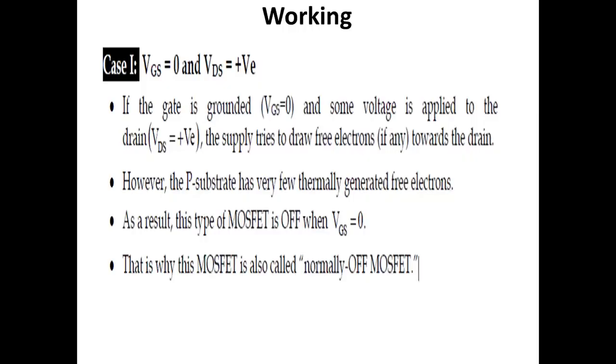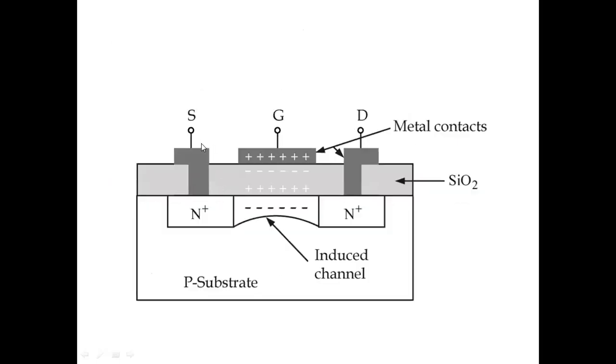Now working: when VGS is 0 and VDS is positive, that is, the gate and source are grounded and some voltage is applied to the drain, the supply tries to draw the free electrons from source to drain. However, the P substrate has very few thermally generated free electrons. As a result, this type of MOSFET is off when VGS is 0. So here, when the gate to source voltage is 0, only the drain is connected to the positive terminal.